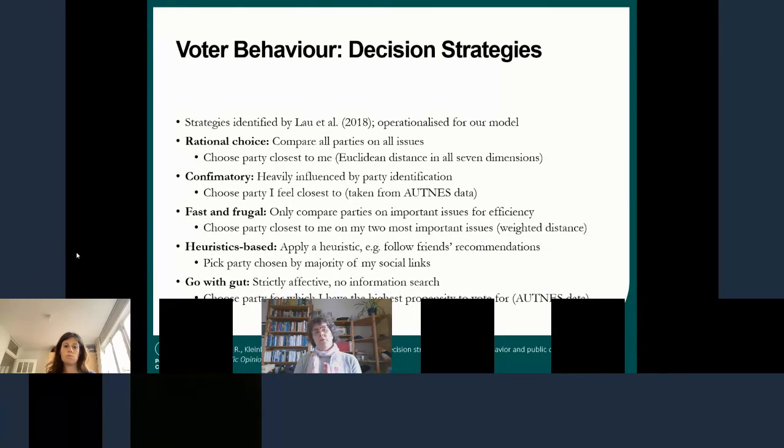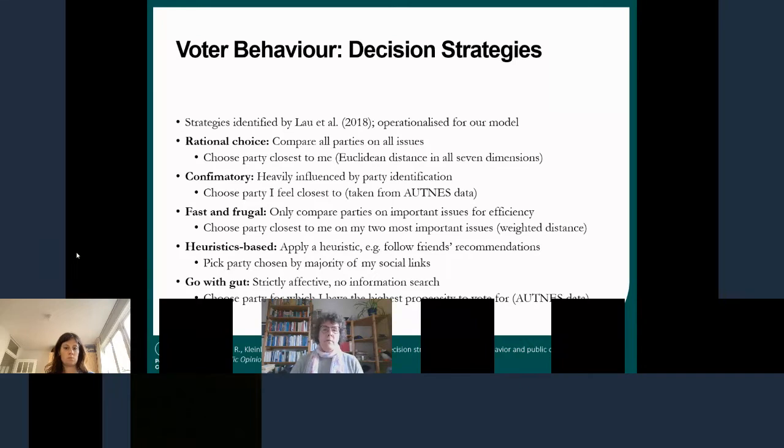Then voters also have strategies to decide which party to vote for. Here we rely on a paper by Lau and colleagues identifying political behavior, and they identified five different strategies, starting with the classic rational choice, where a voter would compare all parties on all the issues, and we operationalize that as a voter would choose the party that is closest to them, just using Euclidean distance in all the seven dimensions.